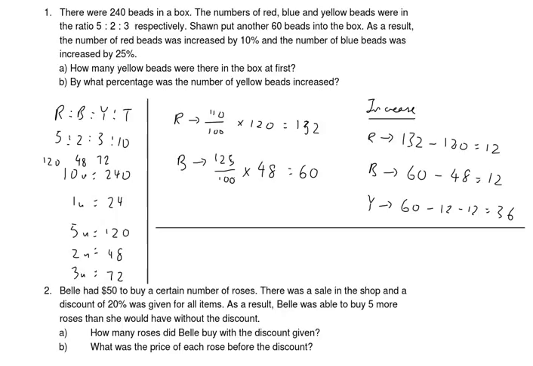Do you all agree with Isabel? Yes. Because we take the number of increase in bits, which is 36 bits, over the original number of yellow bits. So it's 36 over 72 times 100% equals to 50%. So answer for part A. You know that there are 72 yellow bits at first, and part B, the percentage increase is 50%. Correct? Because there's an increase of 36 bits.